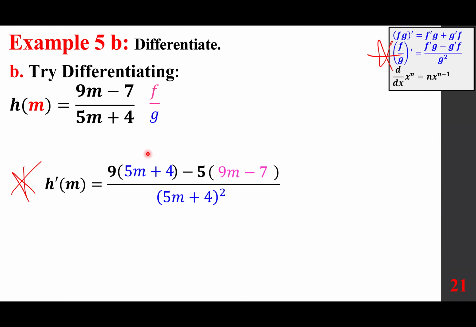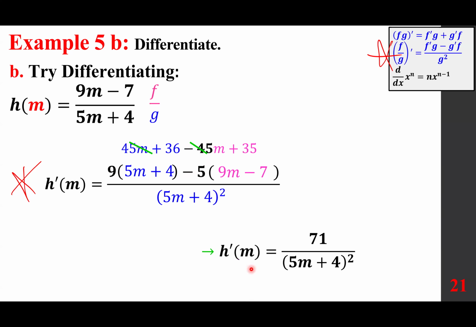You get 45m plus 36. You distribute here, you get minus 45m plus 35. 45m minus 45m cancel each other. 36 and 35 add up to 71. Therefore, h prime of m is 71 over 5m plus 4 quantity squared. This is an acceptable answer as the final answer. Everything must be done, and we have to simplify to get to this answer, everybody.